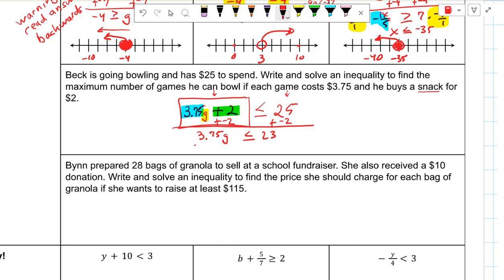Now let's deal with the coefficient by dividing by 3.75. Now this is definitely a spot where you use a calculator and you type it in, and it comes out to G is less than or equal to 6 and 1 with a repeating 3. Now what would that mean for games? Well, the answer would be G is less than or equal to 6 games, because you really can't buy this amount of games. So you can bowl 6 games or less.